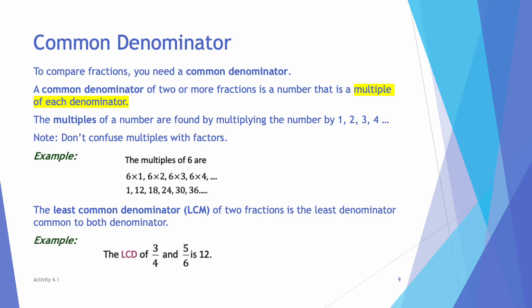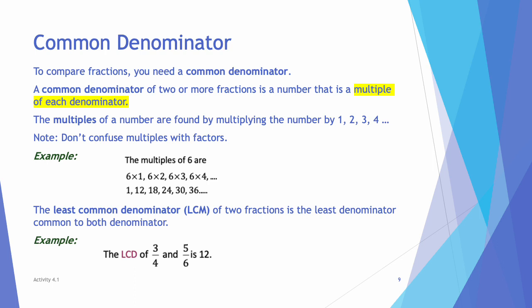In order to compare fractions, and as you will see later, to add and subtract fractions, you need a common denominator. A common denominator of two or more fractions is a number that is a multiple of each denominator. The multiples of a number are found by multiplying the number by 1, 2, 3, 4, etc. Please do not confuse multiples with factors. For example, the multiples of 6 are 6 times 1, 6 times 2, 6 times 3, 6 times 4, etc. In other words, they are 6, 12, 18, 24, 30, 36, continuing on.